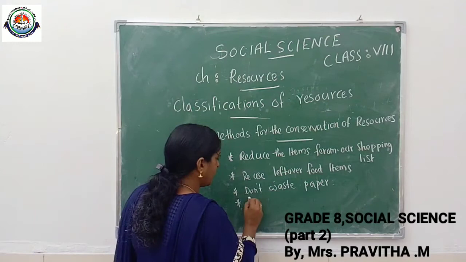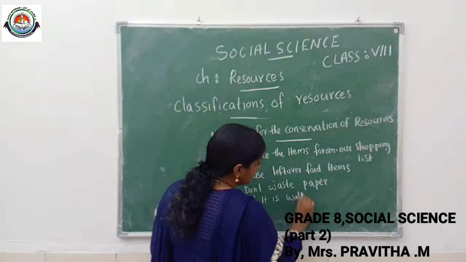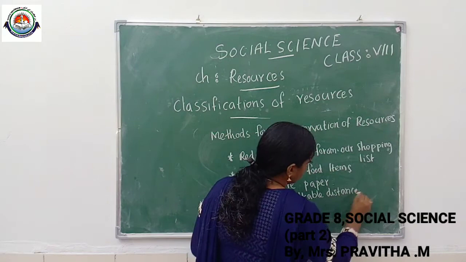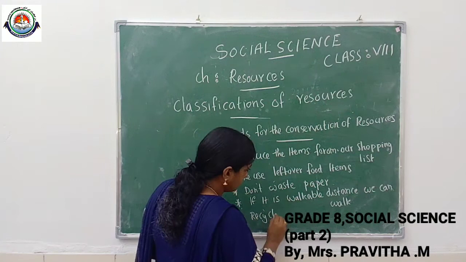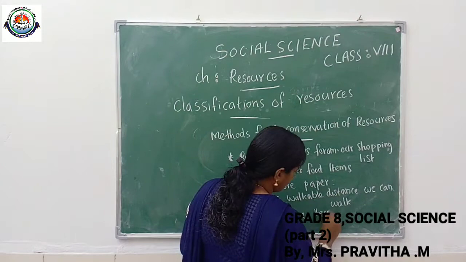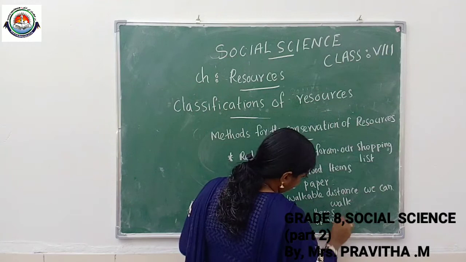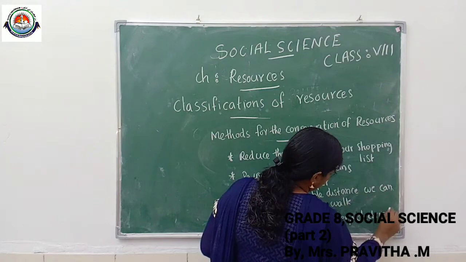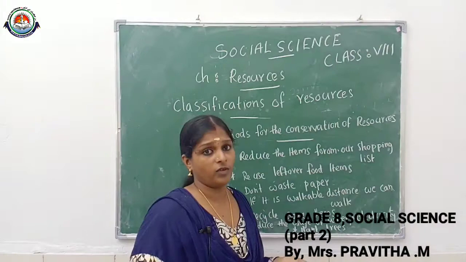I am not writing every point, you will get them in the textbook children, I am making it short. If it is walkable distance, we can walk. Then next children, we can recycle some items, that I will explain. Next, reduce the usage of water and electricity. Next, during any special occasion you can plant trees. These are some practices we can follow in our own way for the conservation of our resources.